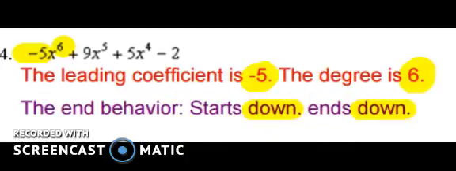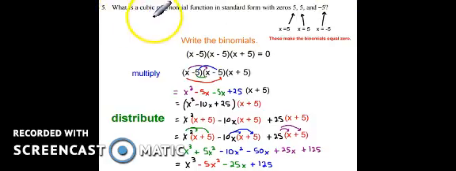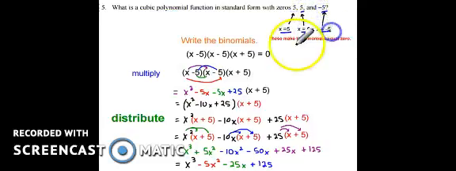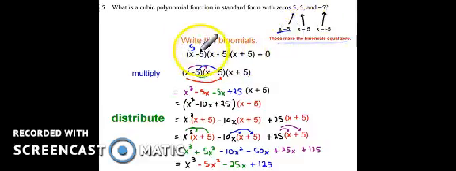In problem number 5, we are going to find the cubic polynomial function. These are my zeros. So 5 is a 0, 5 is a 0, -5 is a 0. These make the binomial 0. So if I have 5, 5 minus 5 is 0. And then 5 minus 5 is 0. And the last one, -5, is 0. So there's all my binomials.